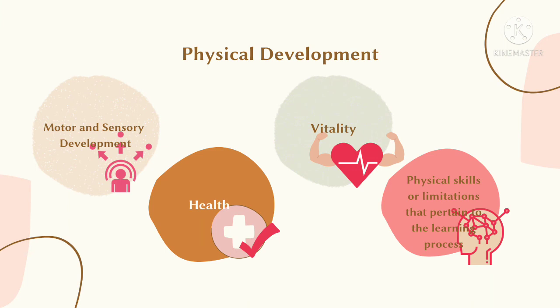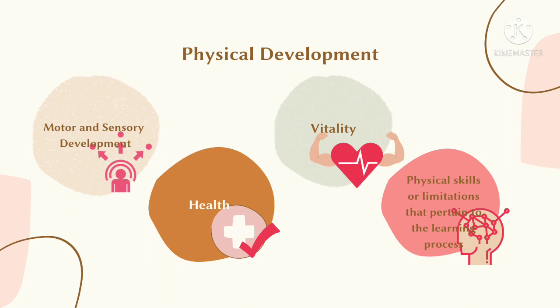The next one is the child's physical development, like the child's motor and sensory development, which is a gradual process by which a child gains use and coordination of the large muscles of the legs, trunk, and arms, and the smaller muscles of the hand. The child's health, as well as the vitality, which refers to the physical, mental, and emotional strength of the child, and lastly, the child's physical skills or limitations that pertain to the learning process.